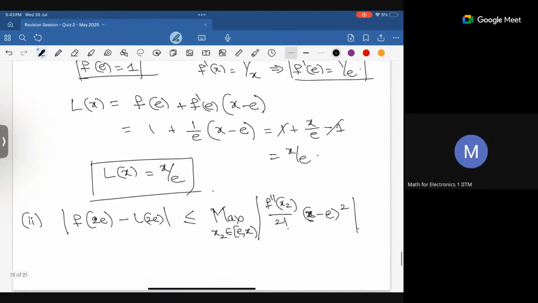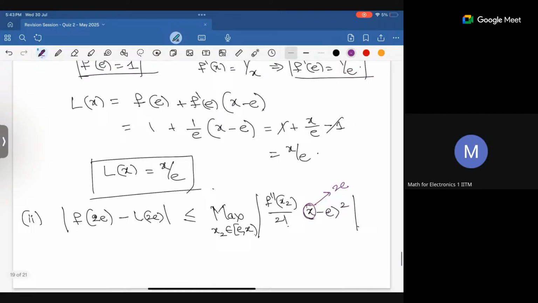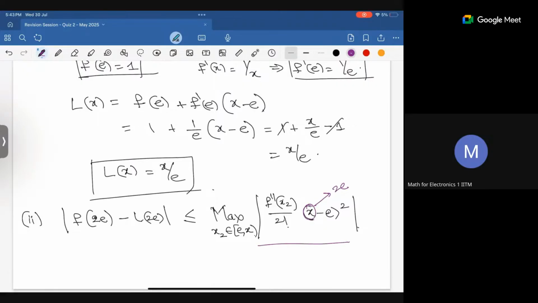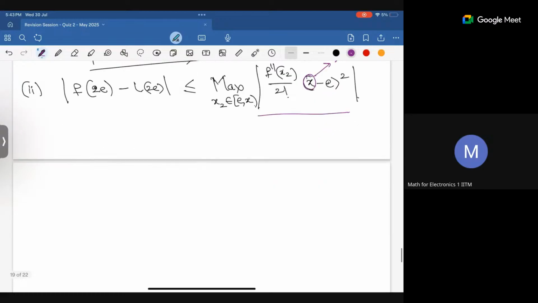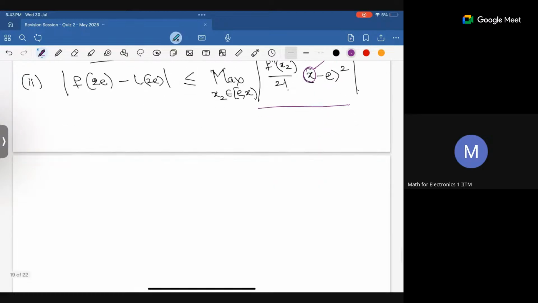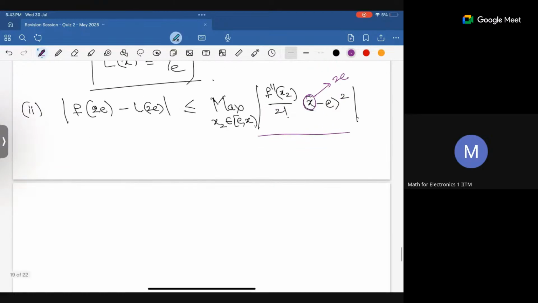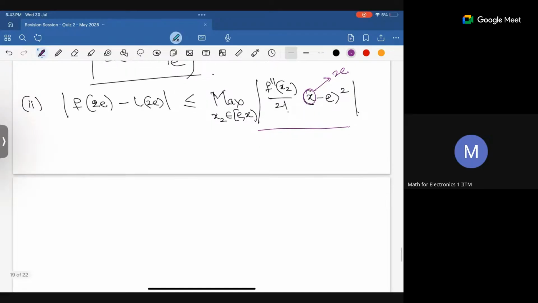Right, so here we are interested in f of 2e minus L of 2e. Therefore, this x will be 2e. Right, so the right hand side will only be in terms of x2. So everything else will be given or known to us. Okay, so now all we need is to find the maximum value of this expression.